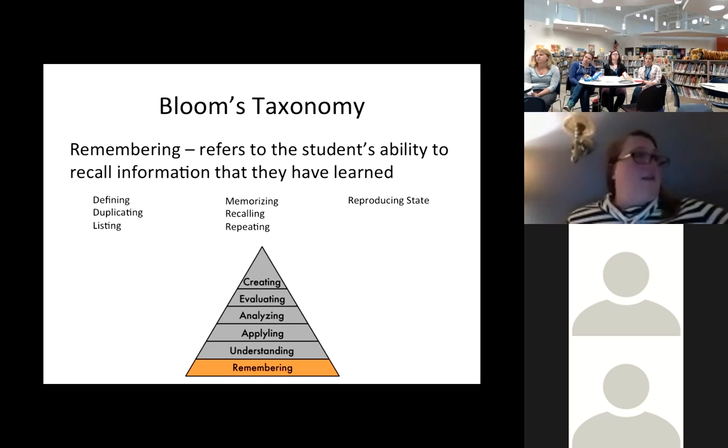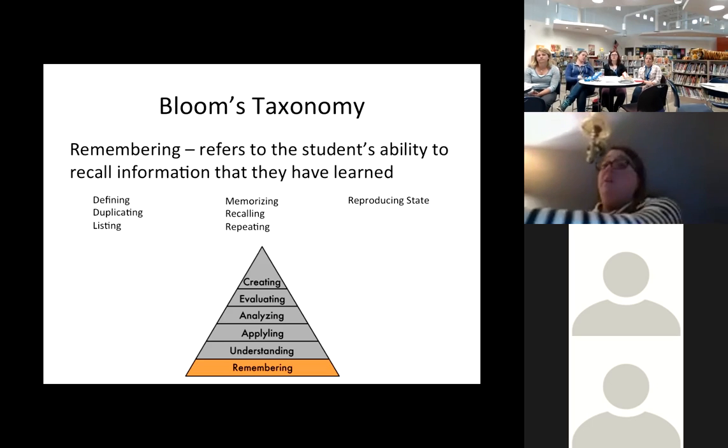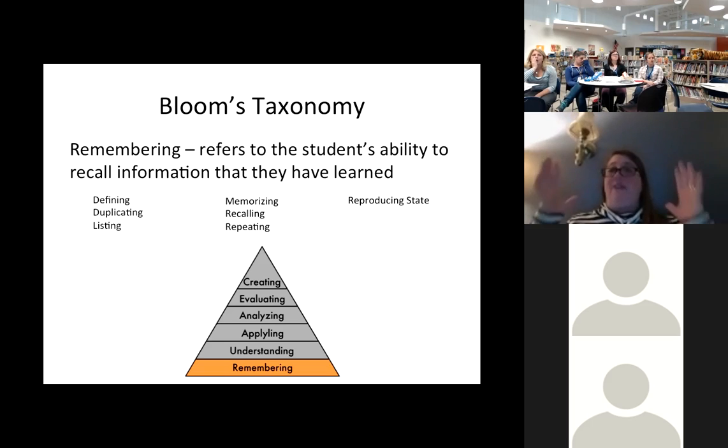Yeah, they could describe what it looks like. You could talk about it, right? You could do a talk about, describe what it looks like. Good. Another thing that you could do is you could have a list of items.